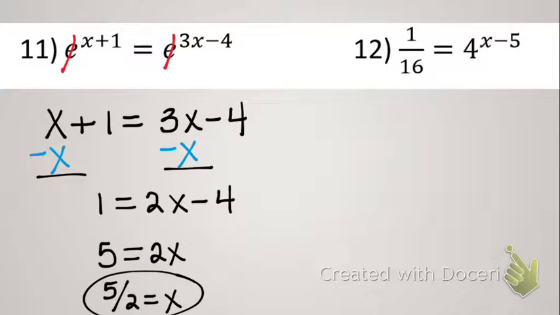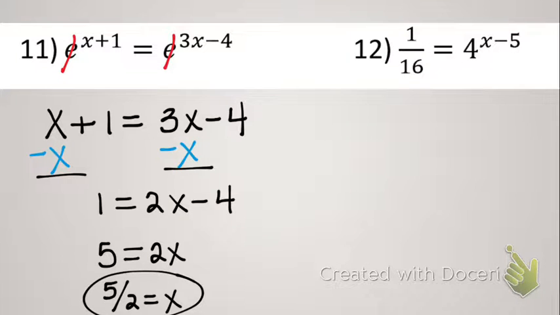So now let's look at number 12. Number 12 is a little bit more like it. So this is what I was saying here. Because we only have a fraction on one side, this just tells me that my exponent on the left is going to be a negative. We know that 4 squared would be 16, but if it's 1 over 16, it's a negative 2.